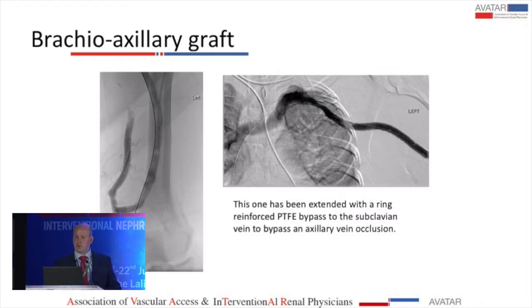An upper arm loop, this was a lady with lupus, lupus anticoagulant, high bifurcation of the brachial artery. We went ahead and made this loop graft. It thrombosed on average every 4 months. Eventually she got fed up of it and just said, leave it. And she's back on the line now, but for a while we thought we were winning.